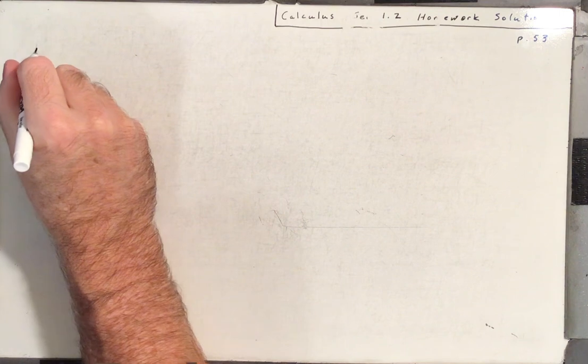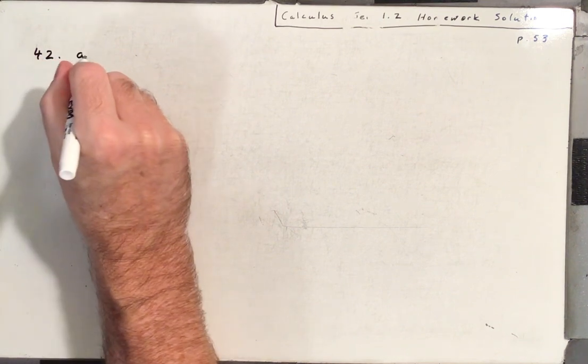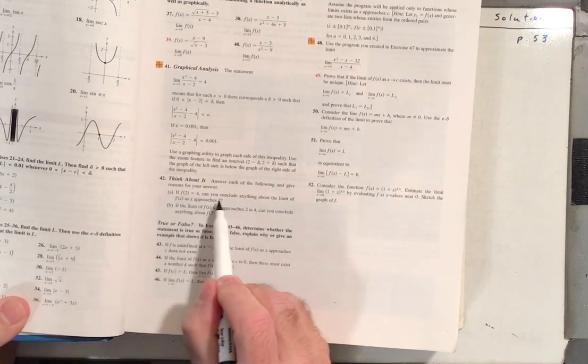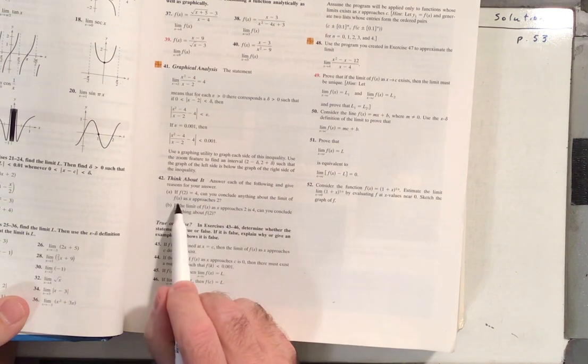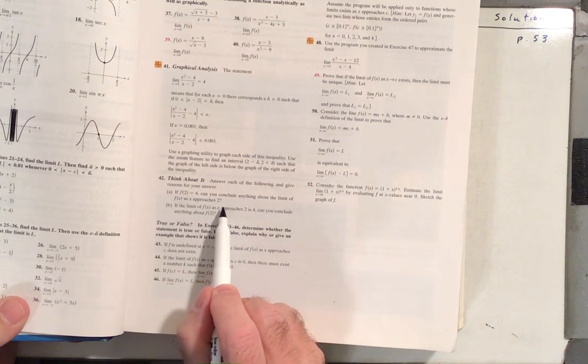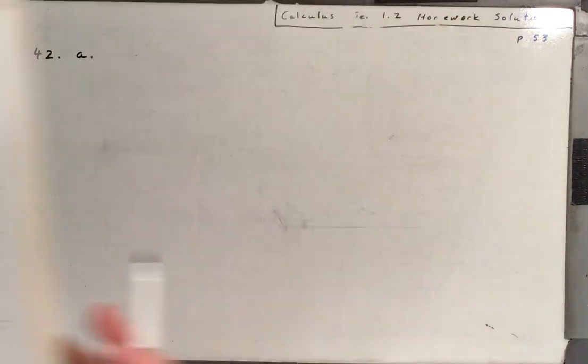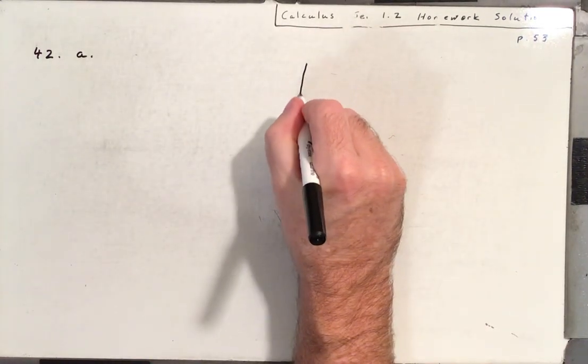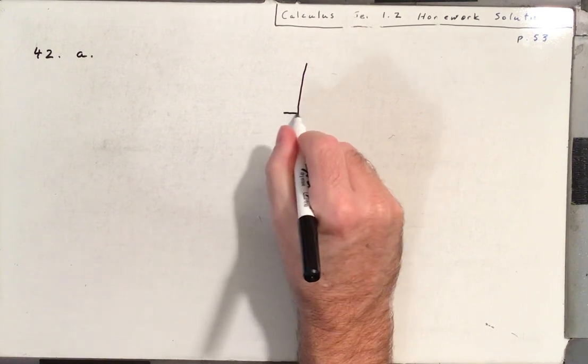Okay, now we have a few true-false questions. So 42A says, answer each of the following and give reasons for your answer. If f of 2 is equal to 4, can you conclude anything about the limit of f of x as x approaches 2? Well, let's draw something out here, and this can relate to both problems.